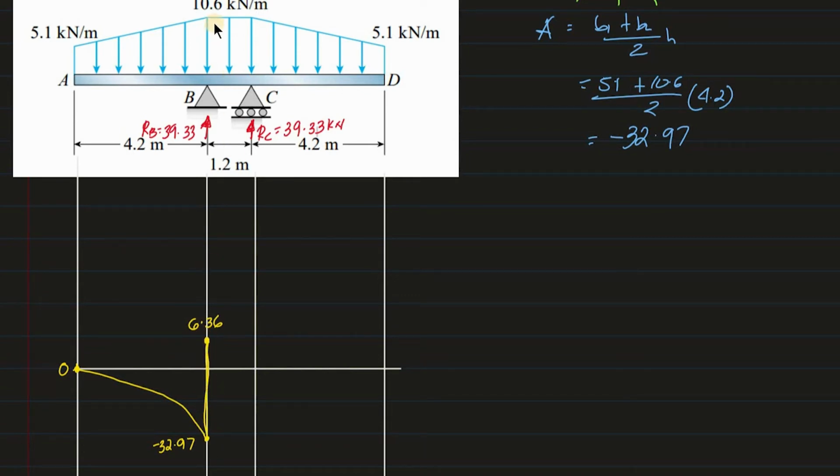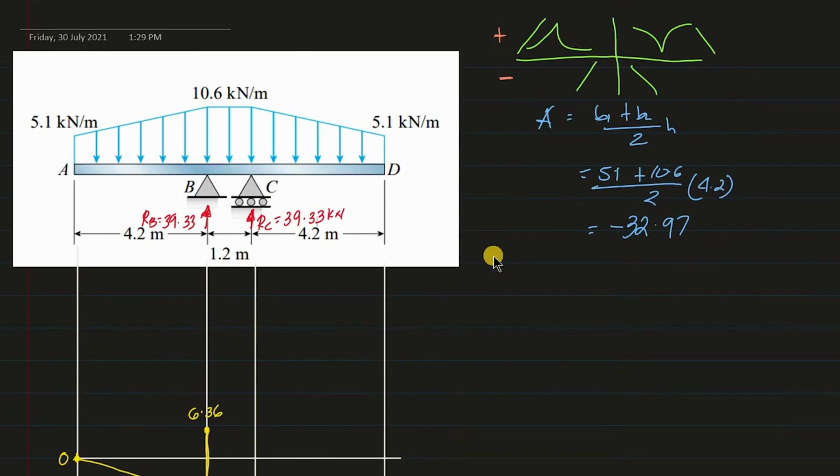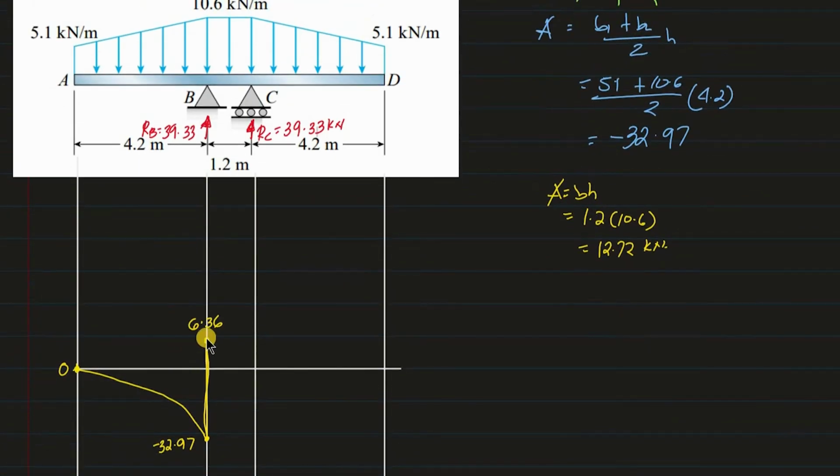Okay, next. Kung makikita natin, along this length, meron na tayong rectangular loading. So, para makuha natin yung next point ulit dito, kunin lang natin yung area niyan. And the area of that would just be simply base times height. Diba? Rectangle. So, ano yung base niya? That's 1.2 times height, which is 10.6. 1.2 times 10.6 would be equal to 12.72 kilonewton.